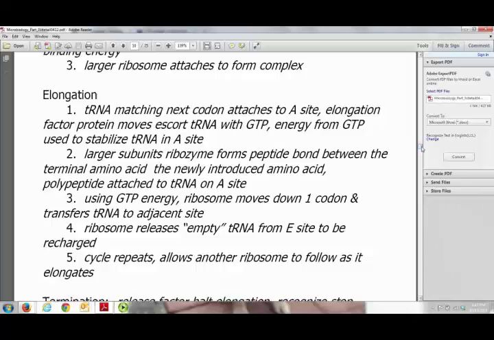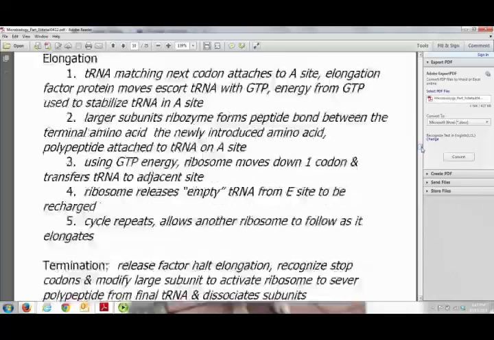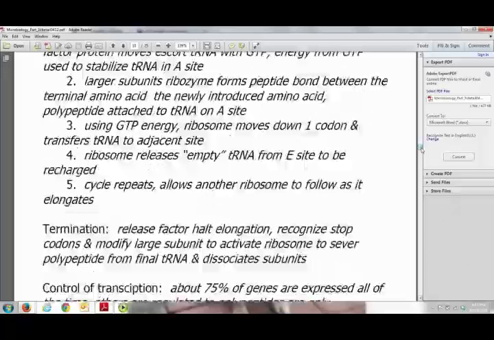As it moves down, the ribosome will release the empty tRNA from the E site, and it can be recharged and pick up a new amino acid. The cycle will repeat itself, and it will also allow another ribosome to follow it as it elongates. So you can have multiple ribosomes reading the same mRNA to make a greater amount of the protein.